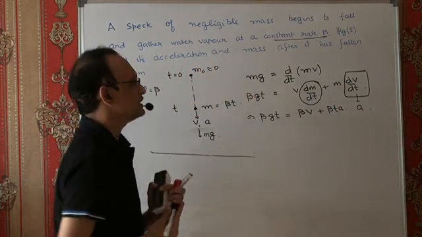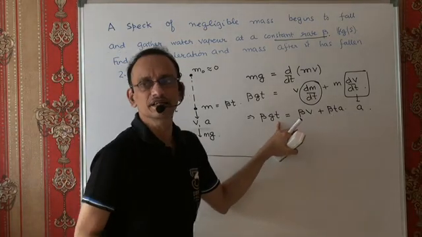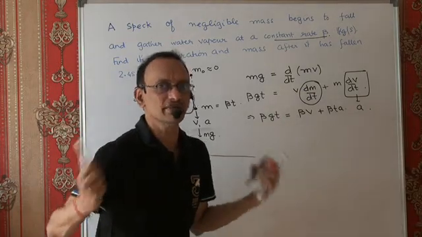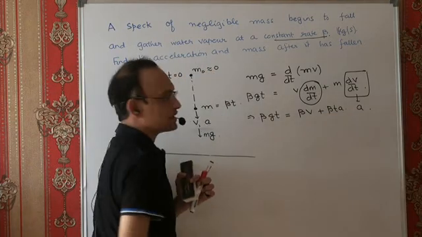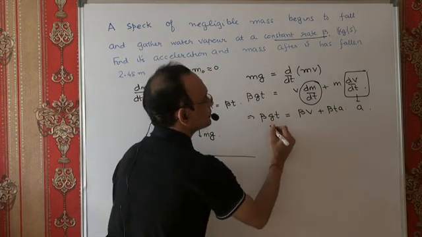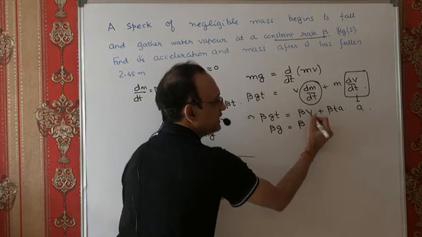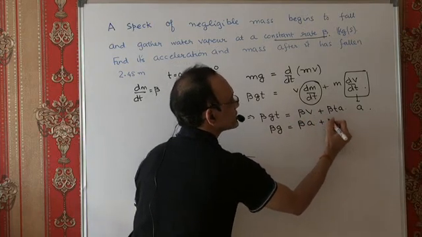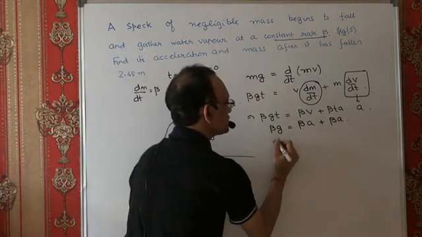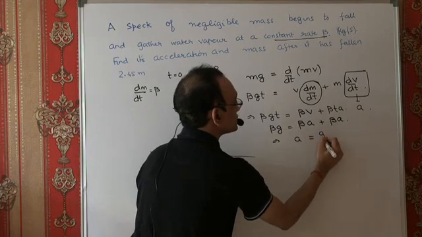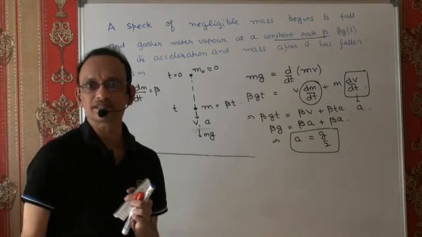Now, very clearly you can see that velocity and acceleration are linearly related. You would expect acceleration to be constant, but nevertheless, let's figure it out. If I differentiate with respect to time again, then I get beta g equals beta dv/dt, which is a, plus beta a. And that clearly gives me acceleration as g by 2. So the particle is falling with a constant acceleration of g by 2 meters per second squared.